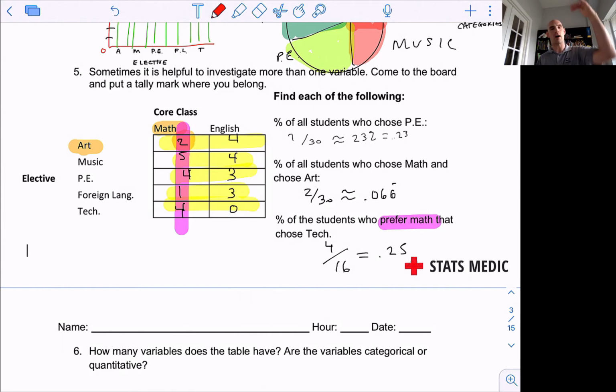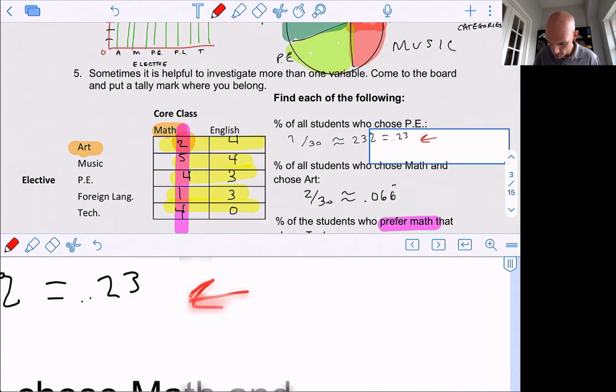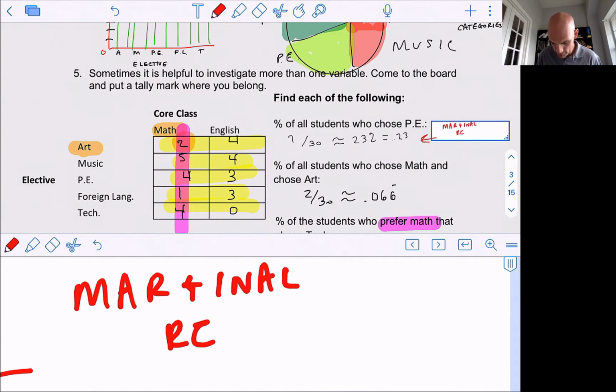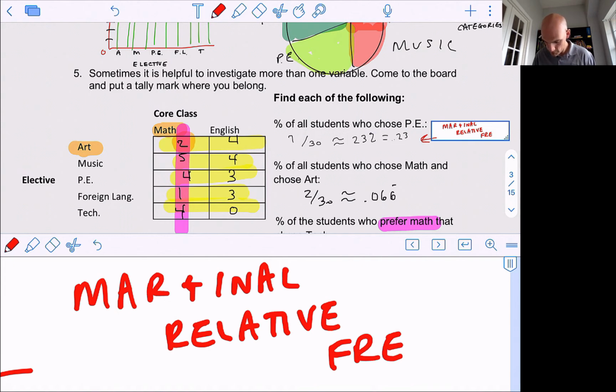When I'm looking at an entire column here, and I'm subdividing, well, sorry, when I'm looking at two different things that kind of come together there, this is called the marginal relative frequency. Okay, that's the marginal relative frequency there.